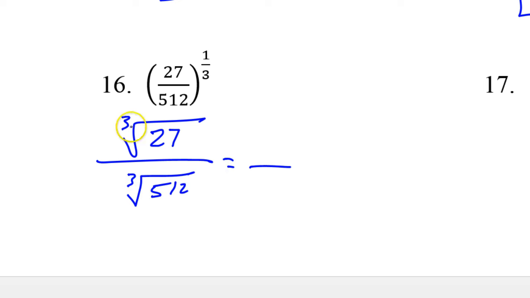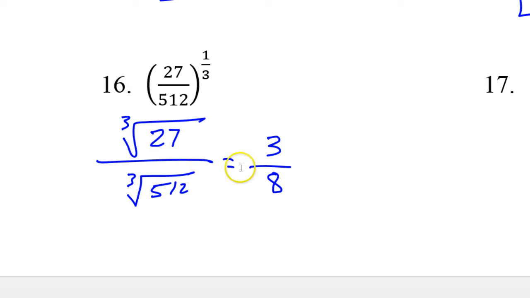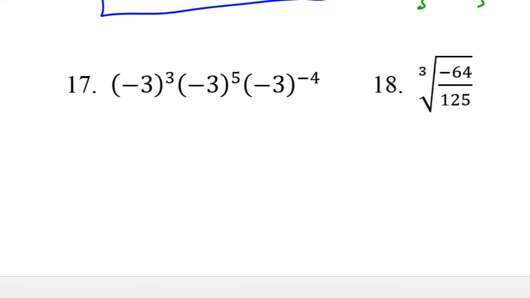All right, so what's the cube root of 27? That's 3. What's the cube root of 512? 8? Let me just double check. Cube root of 512 is 8. So that's it. That's the answer, number 16, is 3/8. Questions? Okay, number 17.